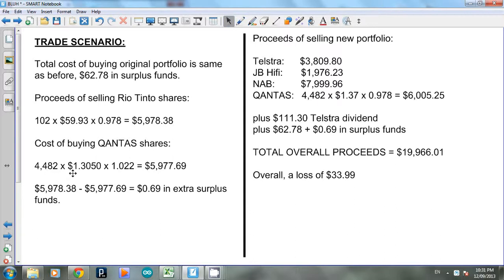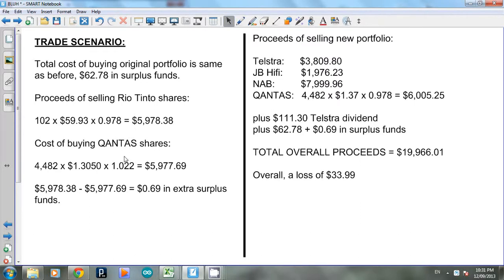What I've done here is I've worked out the cost of buying those shares, 4,482 multiplied by a market price on that day of $1.3050, then multiply that by the magic number to factor in brokerage and GST. It's going to cost me $5,977. So they're not quite the same figures. So in fact, I'm going to have 69 cents left over after I've purchased those Qantas shares. So that's additional surplus funds that I have to keep track of.